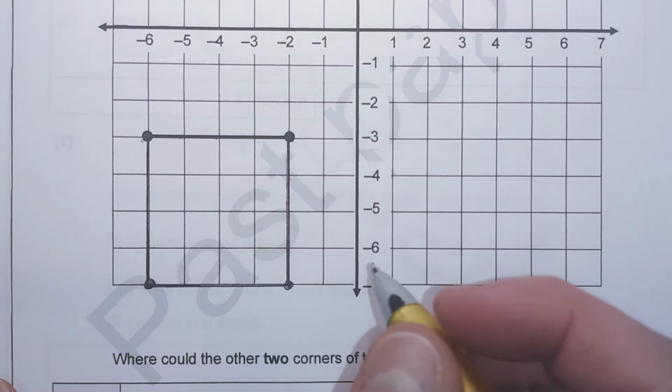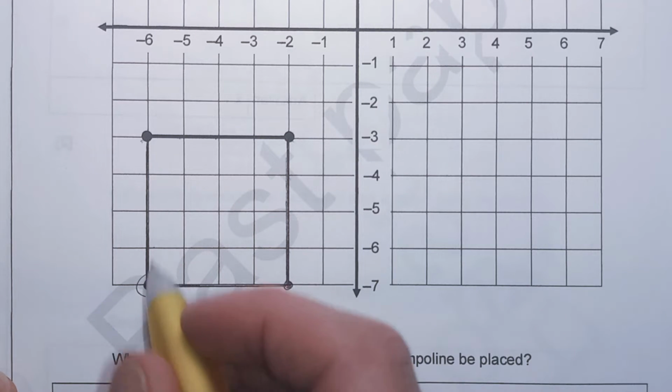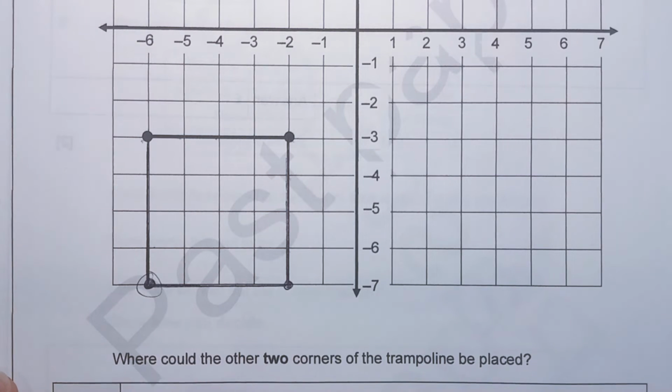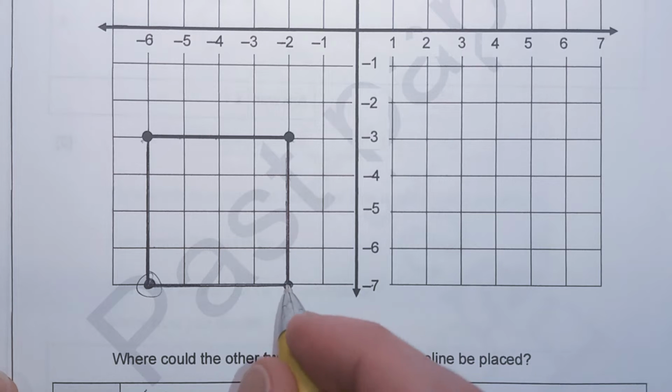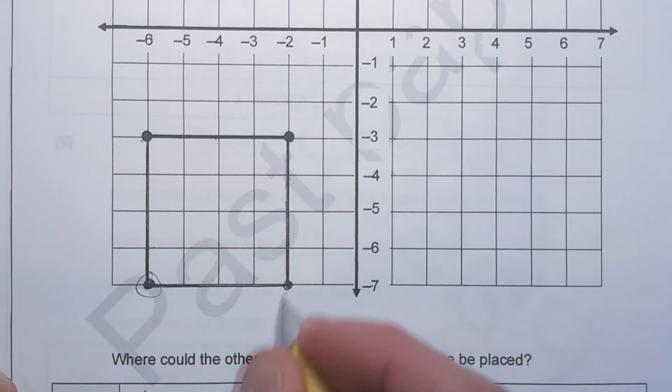So we want the coordinates. Well, we want this coordinate first of all. Well, it's -6, -7. And this coordinate is -2, -7.